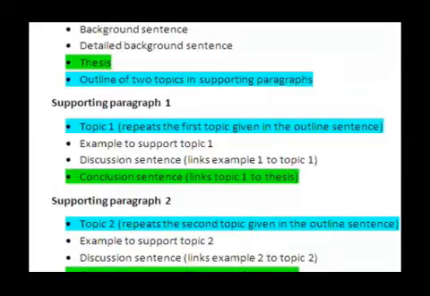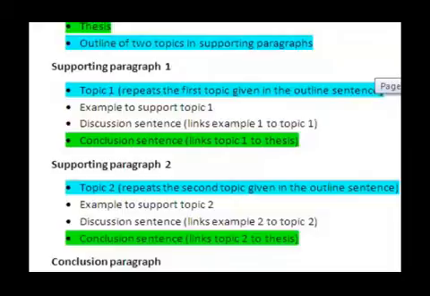Following the topic, you give an example to support your topic, a discussion statement to link your example to your topic, and then finally a conclusion sentence. And the conclusion sentence links your supporting paragraph back to the thesis. So this is the actual sentence that keeps the entire paragraph focused on what you're arguing in the thesis. The same pattern holds true for supporting paragraph 2.